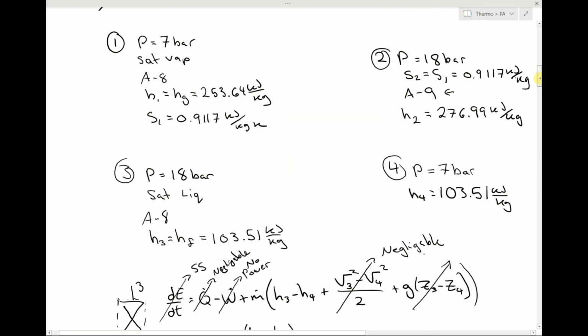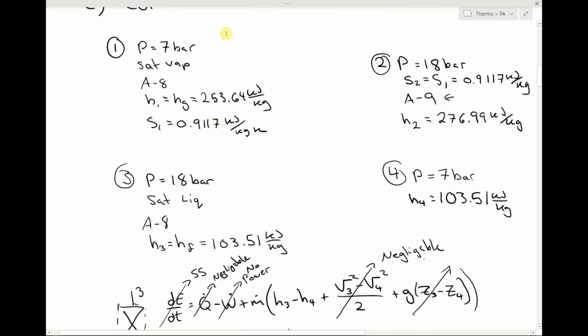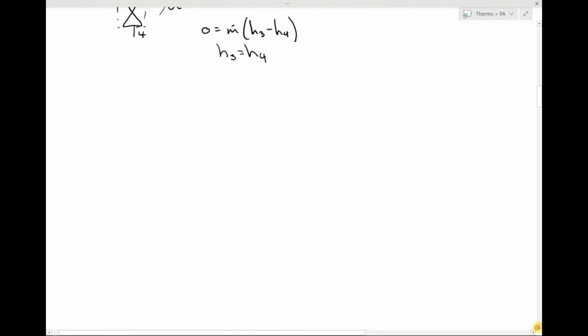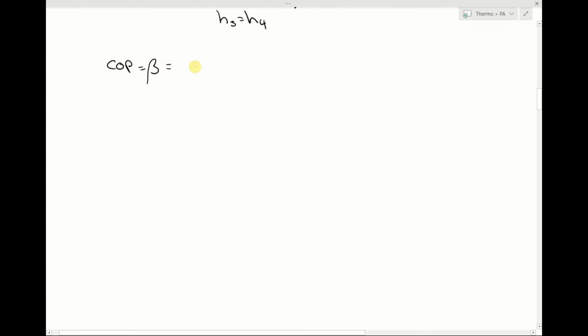Okay, so now we have all our enthalpies. We can go ahead and solve this problem. What we're looking for in this question is our coefficient of performance. For ACs, we often denote that as beta. And as usual, what we're looking for is what we're trying to achieve, which is our Q in. This represents the amount of heat we're pulling out of our space, divided by what we pay for, and that's the power we're going to be putting into the system.